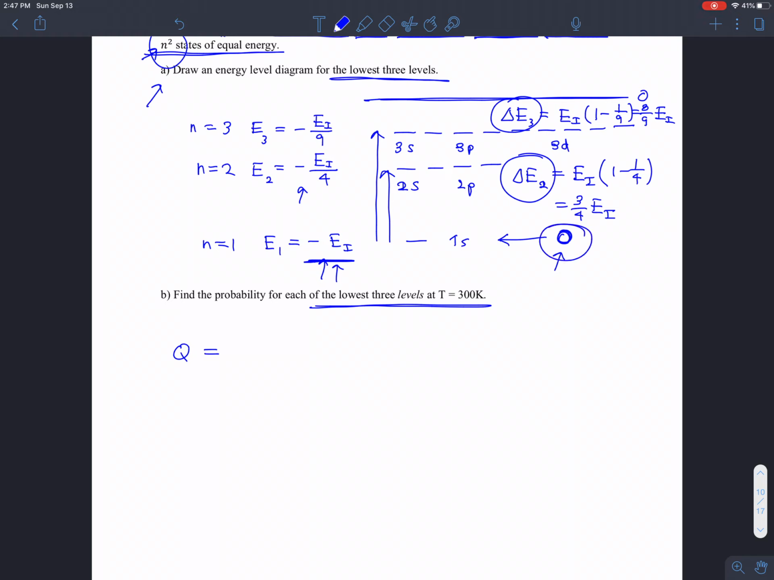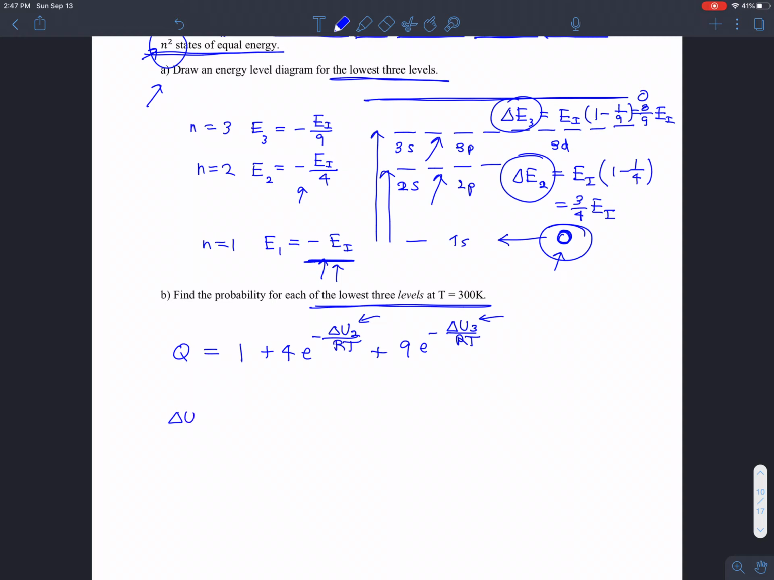We're choosing delta E for state 1 to be 0. That is the 0 of energy. So our Q is going to be 1, plus the degeneracy for level 2, which is 4, times e to the minus delta U for state 2 over RT, plus 9, the degeneracy for level 3, times e to the minus delta U for level 3 over RT. And now we just have to calculate what these actual numbers are, and we can get Q.